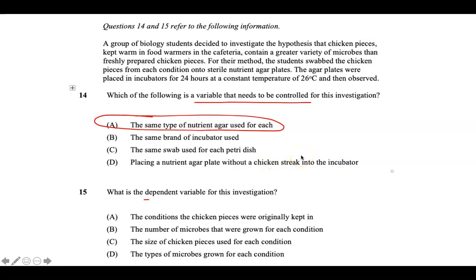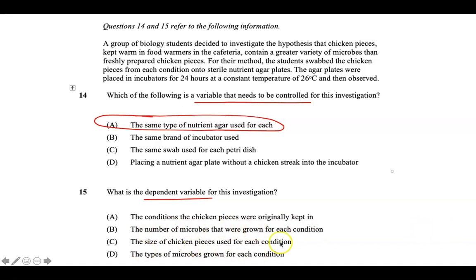All right, question 15. What is the dependent variable for this investigation? In other words, what is the thing that we're measuring in this test here? So the conditions the chicken piece is originally kept in is not what we're measuring. That's part of the independent variable. The number of microbes that were grown for each condition, that's certainly something that we could measure, but if we look at the question here, we're looking for the greater variety of microbes and not the greater number. So that means B can't be the answer that we're looking for.